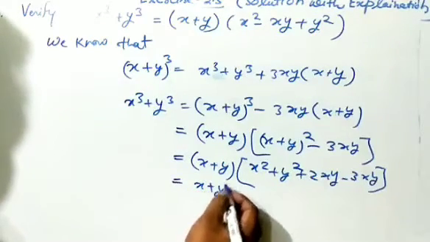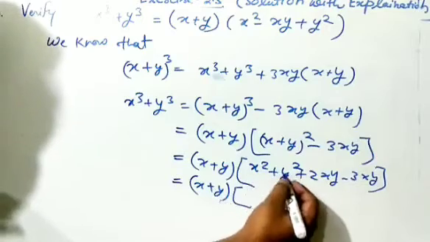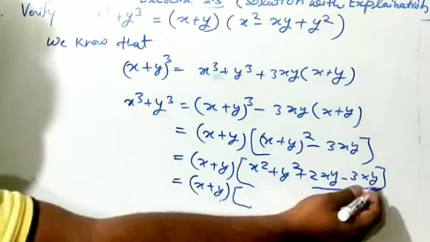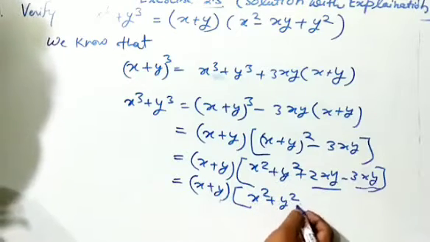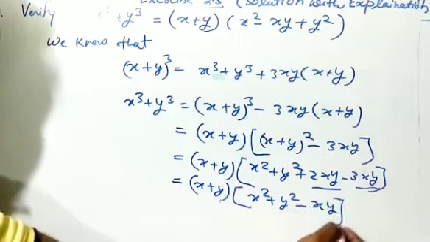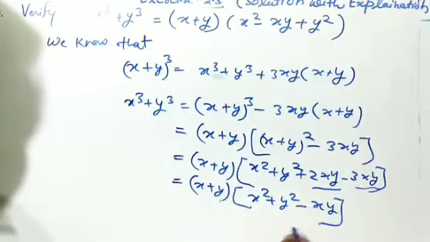x plus y as it is. x square plus y square, it is plus 2xy, it is minus 3xy. So what is remaining? x square plus y square minus xy. And this is proved.